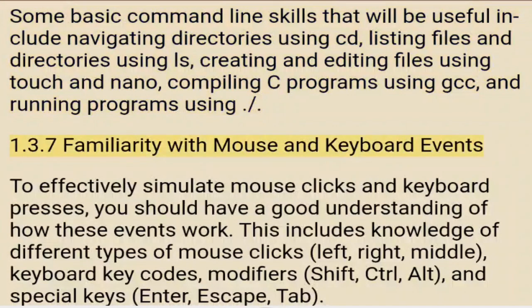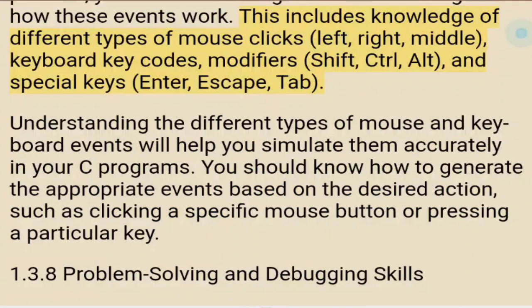1.3.7 Familiarity with mouse and keyboard events. To effectively simulate mouse clicks and keyboard presses, you should have a good understanding of how these events work. This includes knowledge of different types of mouse clicks: left, right, middle; keyboard key codes; modifiers: shift, control, alt; and special keys: enter, escape, tab. Understanding the different types of mouse and keyboard events will help you simulate them accurately in your C programs. You should know how to generate the appropriate events based on the desired action, such as clicking a specific mouse button or pressing a particular key.